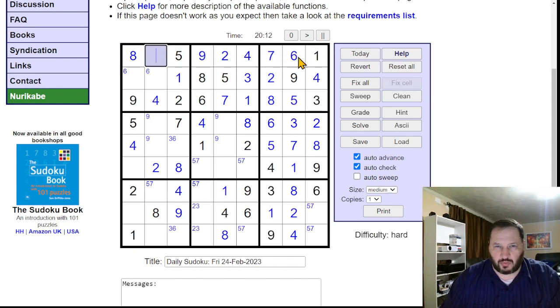Alright, we were just missing one number here. 1, 2, looks like a 3. 3, 4, 5, 6, and a 7, I think, is the other number we're missing. There we go. That's nice and clean.